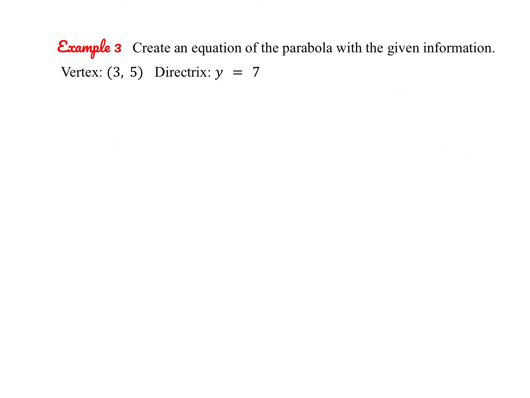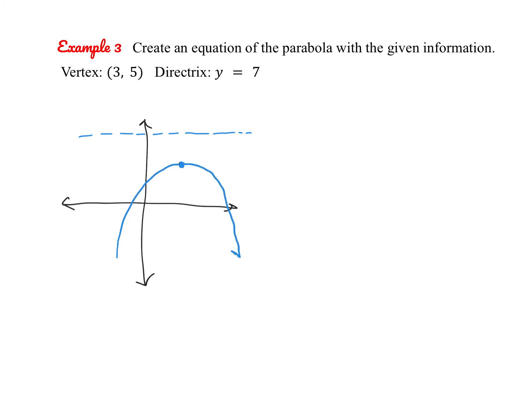Let's try another one together. So here we have a graph whose vertex is at 3, 5, so somewhere around here, and the directrix is at y equals 7. So if this is my vertex and this is my directrix, I know that my graph must be opening down. And I know that my parabola is vertical. So two things I know: vertical parabola, and again, I can see that my p-value is negative.